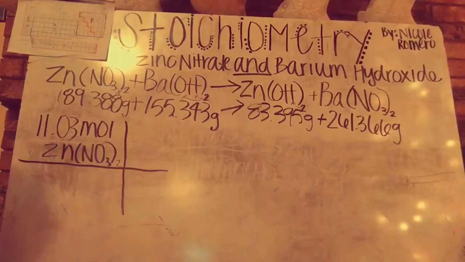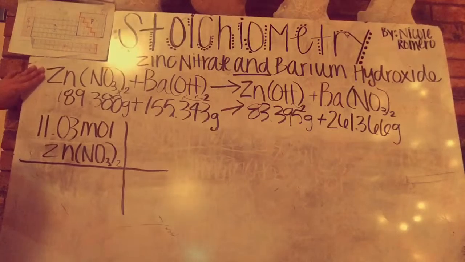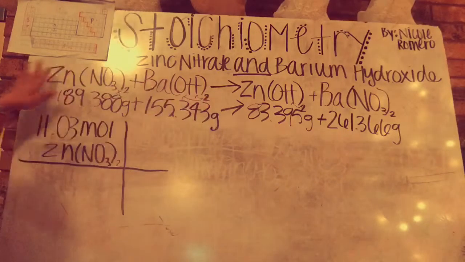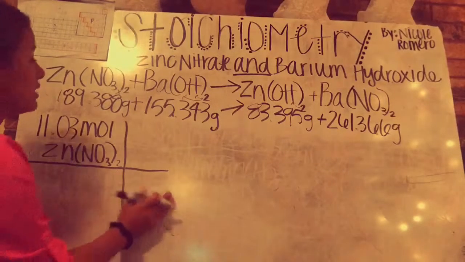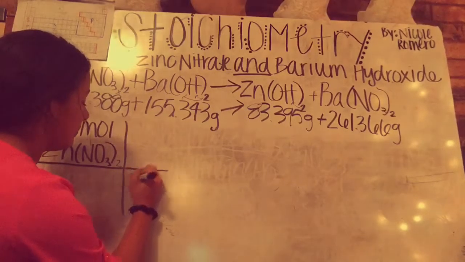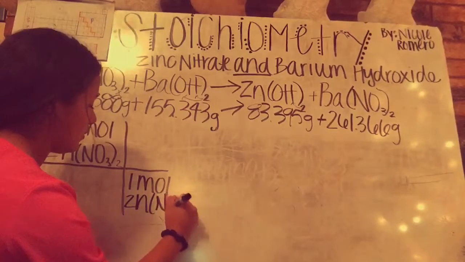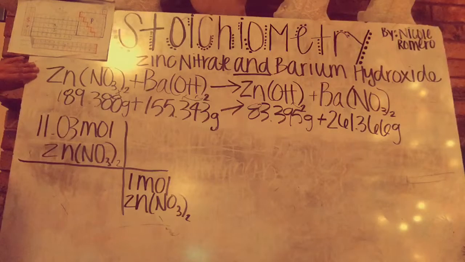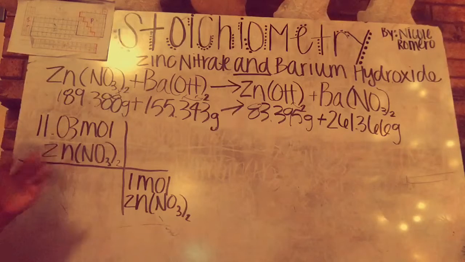And when I was talking about balancing, it's very important that you have balancing because you are going to have coefficients if it was needed to be balanced. But in this case, all of our compounds are going to have a 1 in front of them. So 11.03 moles of zinc nitrate is going to be 1 mole of zinc nitrate. Again, I got the 1 mole from our coefficient, which is not there, but you know that if you didn't have at least 1 of zinc nitrate, then it would not be there.